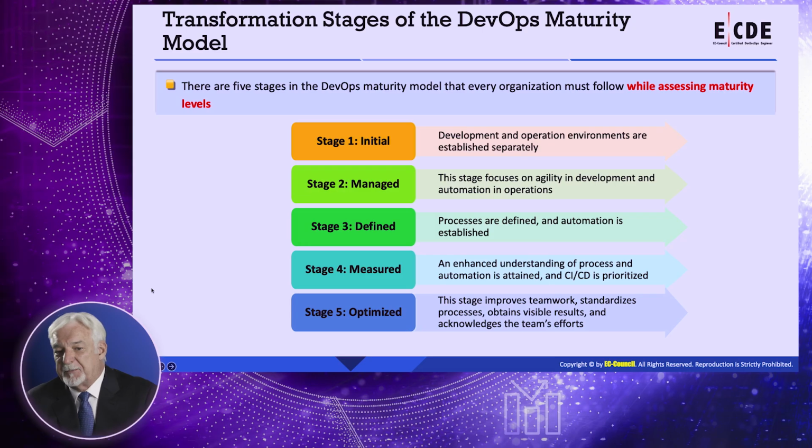In the last stage, we see optimized. Here, you're at one with DevOps. This stage improves teamwork. It standardizes the processes. You have visible results and it acknowledges the team's efforts. So one of the main things that you see in an optimized organization is that it acknowledges the team's efforts. You have a feedback loop and an after-actions type of perspective. How well did we do with this? Where can we improve? You see this drive towards optimizing what's done with the DevOps program.